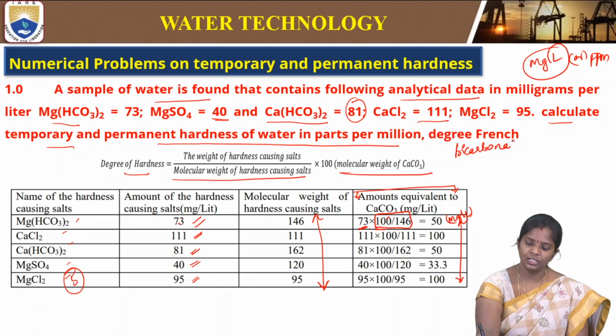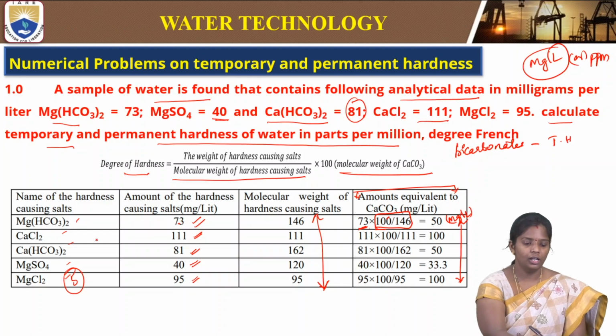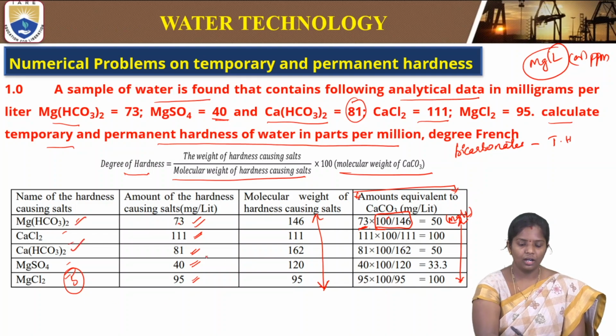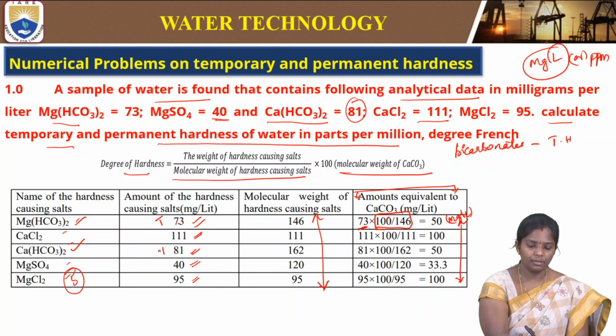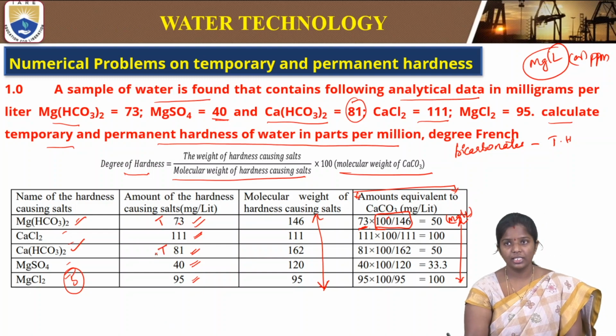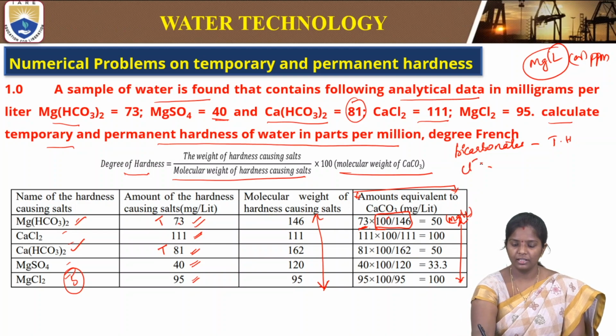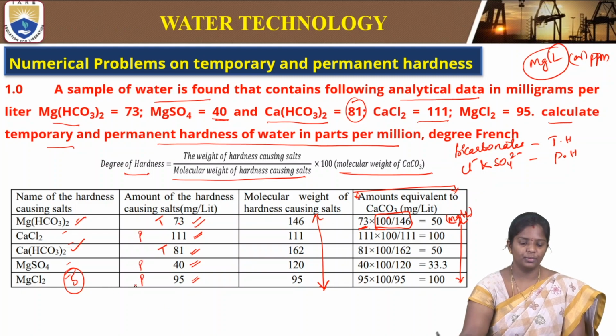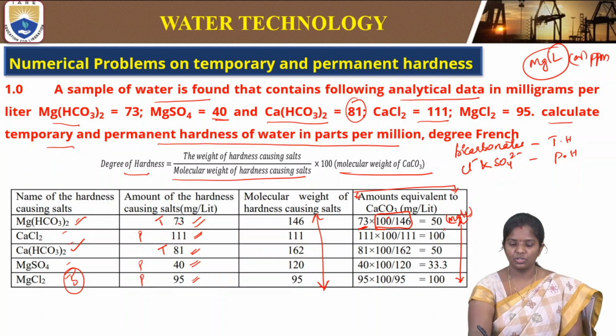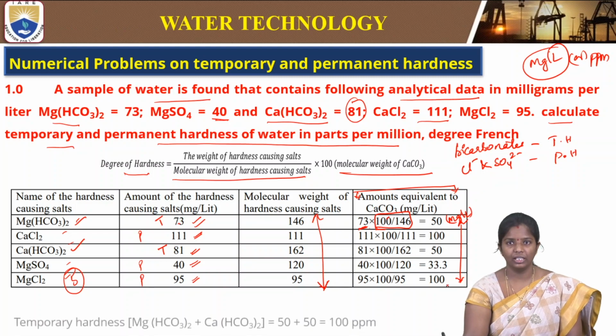Bicarbonates are responsible for temporary hardness. So how many bicarbonates are present here? 1 and 2. So this is temporary hardness, and calcium bicarbonate is temporary hardness. Chlorides and sulfates are responsible for permanent hardness. So how many are present here? This is permanent, this is permanent, and this is permanent. So accordingly, we have to take those corresponding values and use them for the calculation.